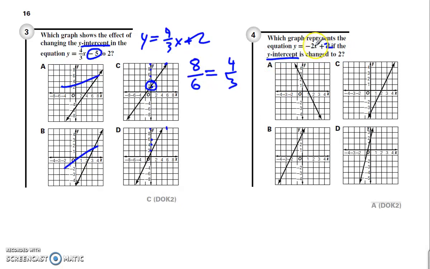So negative slope, and the only one with a negative slope is A. Okay, we could check the rest of it. Does it go through 2? Yes. Does it go down 2 over 1? Yes.